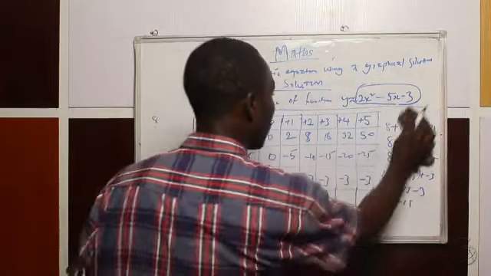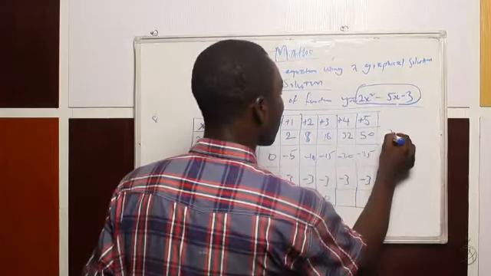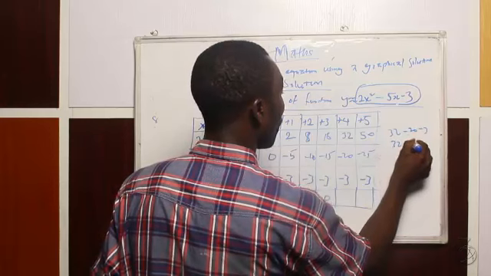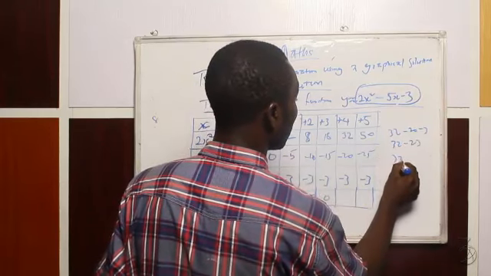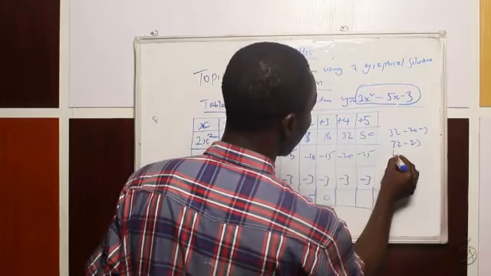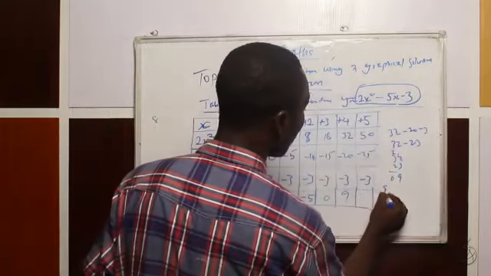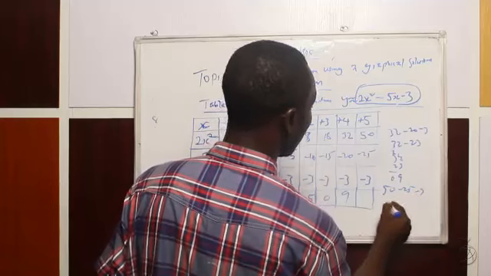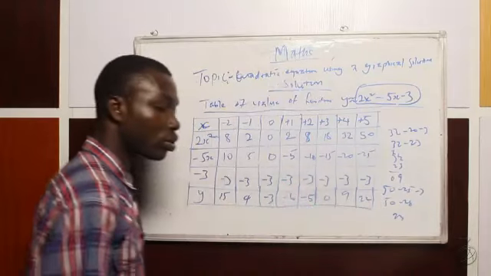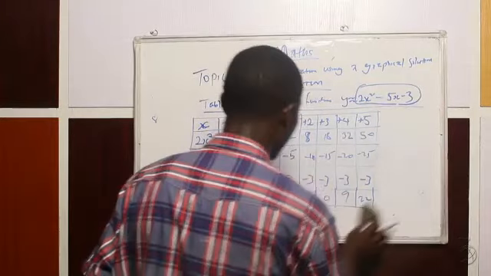Now, here we have 32 minus 20 minus 3. That's 32 minus 23, which will give us 9. So this place is 9. Here we have 50 minus 25 minus 3. 50 minus 28, which is equal to 22. So this place is equal to 22. Now, therefore, we've gotten our table of values to be this.